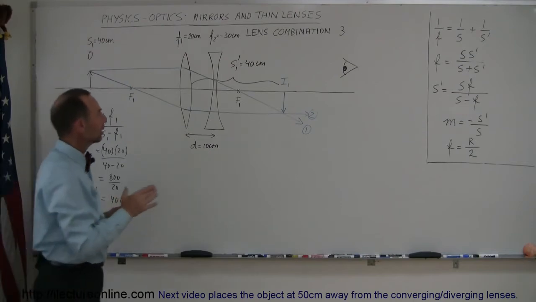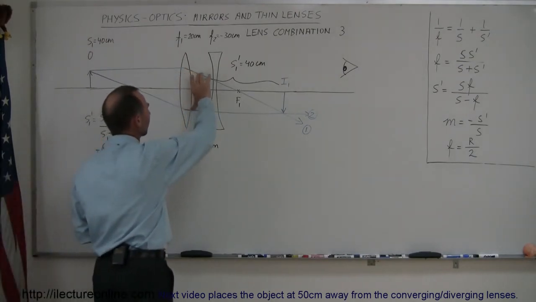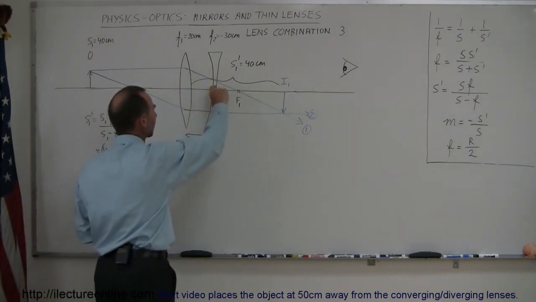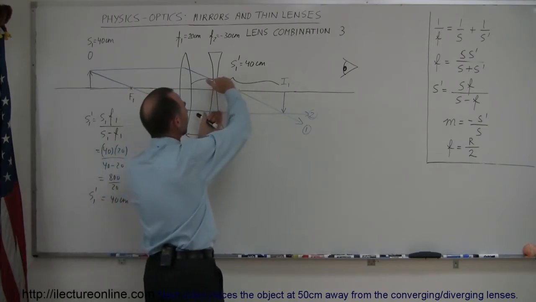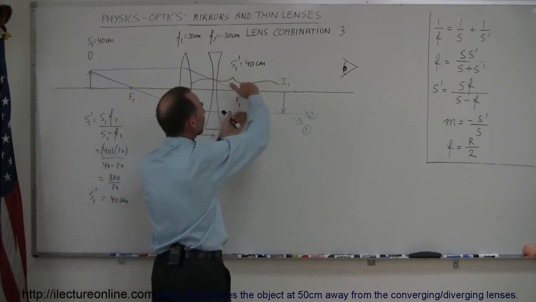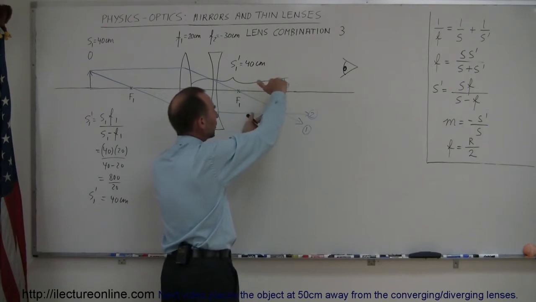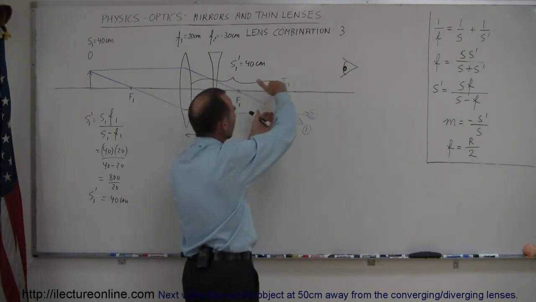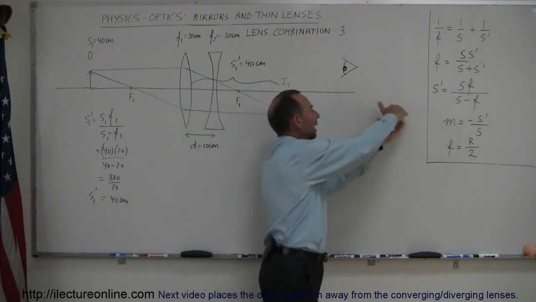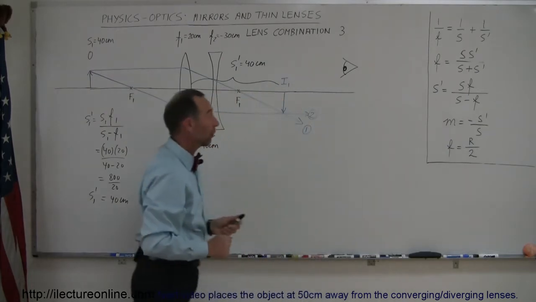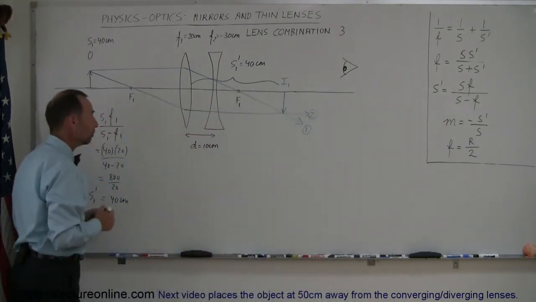Okay, now to find the image of the second lens. Since these rays are converging right here, now they pass through a diverging lens, and the rays will be diverged to some extent, but not completely to the point where they'll be parallel to the normal. They'll continue to converge, but much more slowly, and the image will be formed farther away. So let's see if that is indeed true.